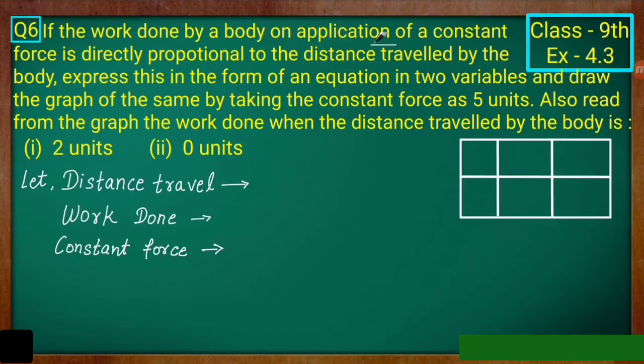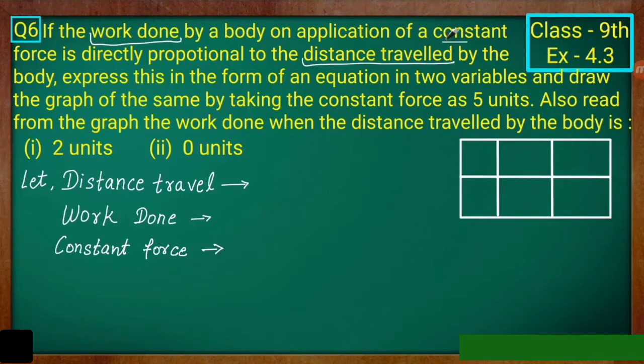Question 6 is: if the work done by a body on application of a constant force is directly proportional to the distance traveled by the body, express this in the form of an equation in two variables and draw the graph of the same by taking the constant force as 5 units. Also read from the graph the work done when the distance traveled by the body is 2 units and 0 unit.